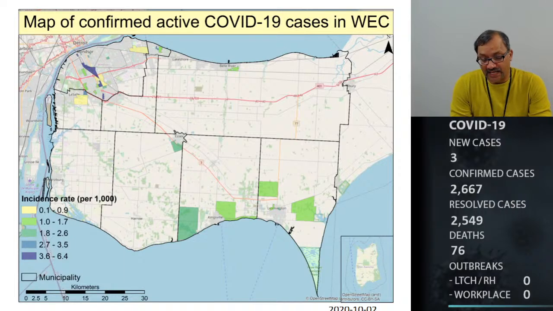Looking only at the active cases that the health unit is tracking per 1,000, the active cases are distributed in pockets across Windsor-Essex, and low rates are generally observed everywhere. As you can see, the map ranges from 0.1 case per 1,000 all the way up to 6.4 cases per 1,000 population.